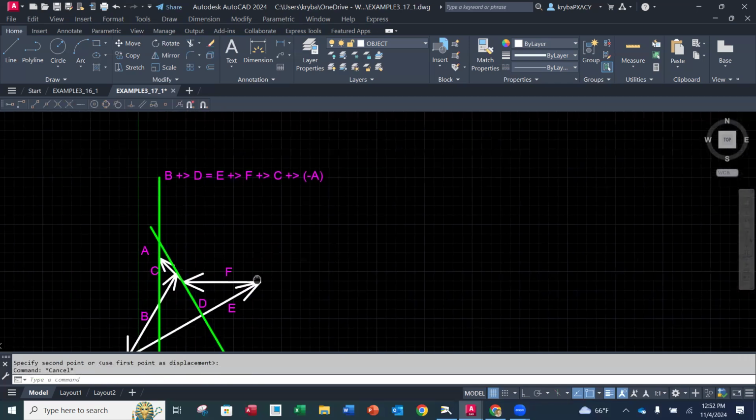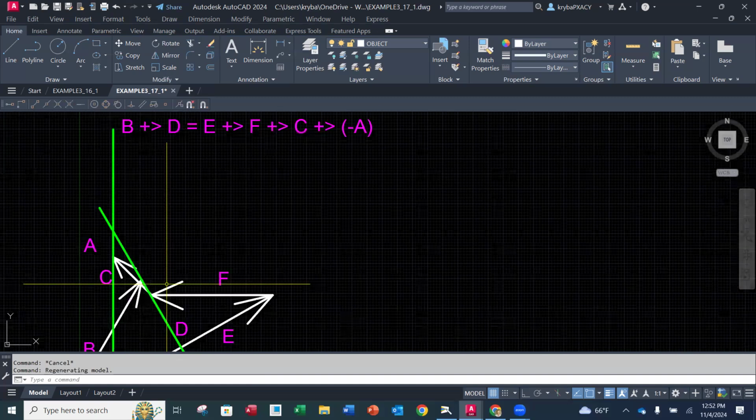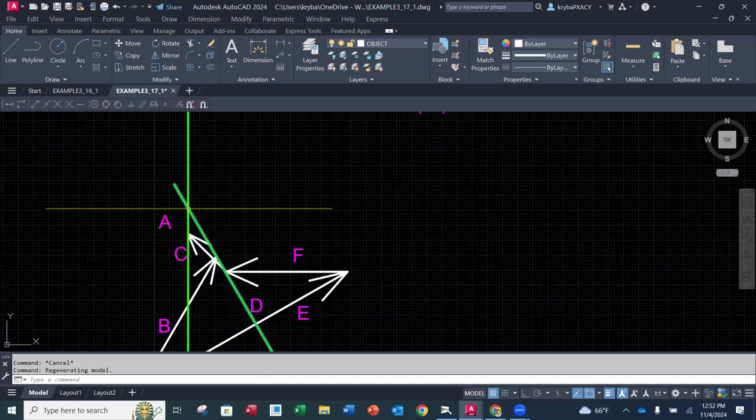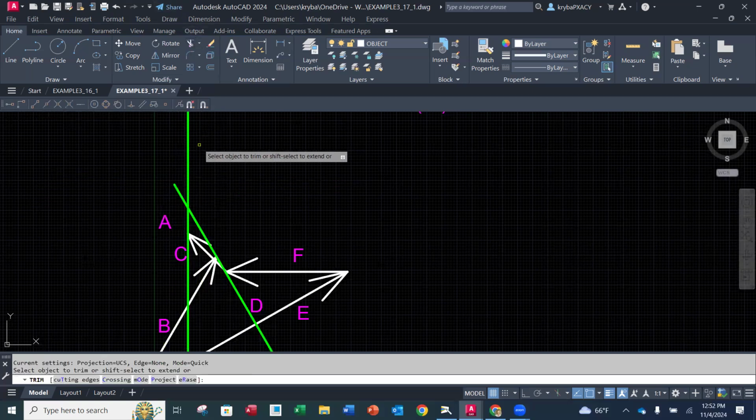All right. And now we need to find our intersection. You're going to notice our intersection occurs right here. First of all, we're going to trim away the two ends that go beyond that. So I'm going to hit trim. I'm going to get rid of this and this.